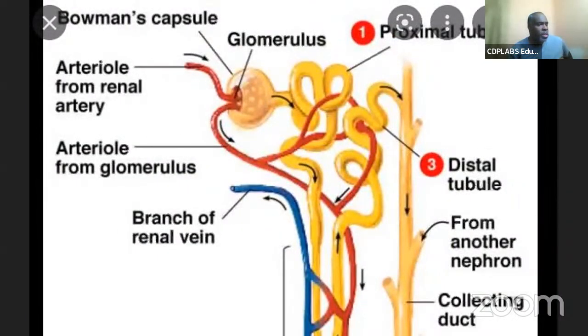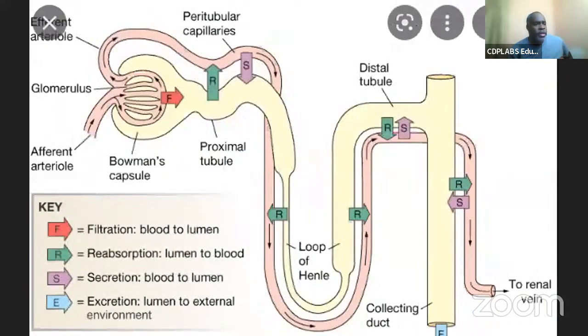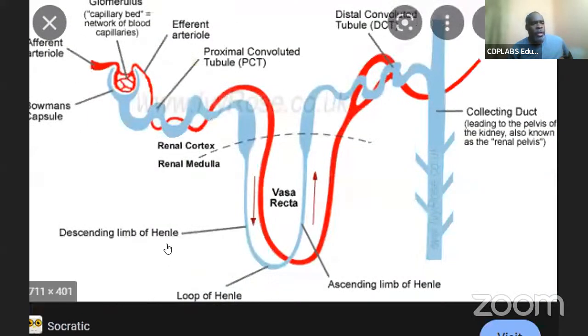All right, so let's look at diagrams and how you can use diagrams to make study much easier for you. You don't have to be reading a lot of textbooks. Not necessary.